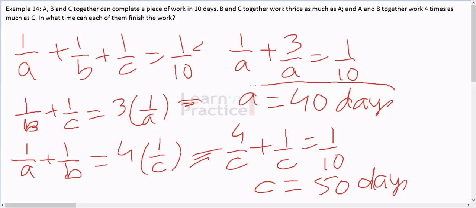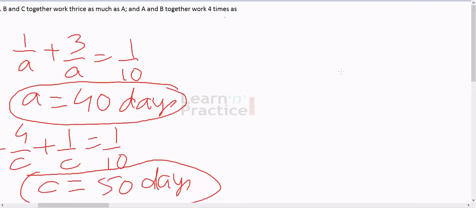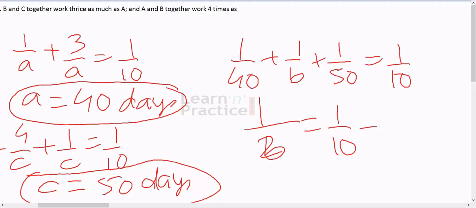Now we got A's value and C's value. We can put these two values in the first equation and we'll get the value of B. So let's put this value. So 1 by A, that is 40, plus 1 by B plus 1 by C, that is 50, is equal to 1 by 10 from the first equation. Now solve this. Take this 1 by B, we can take 1 by B would be equal to 1 by 10 minus 1 by 40 minus 1 by 50.